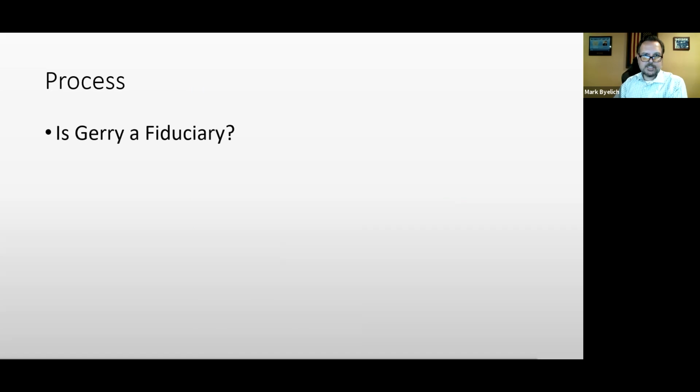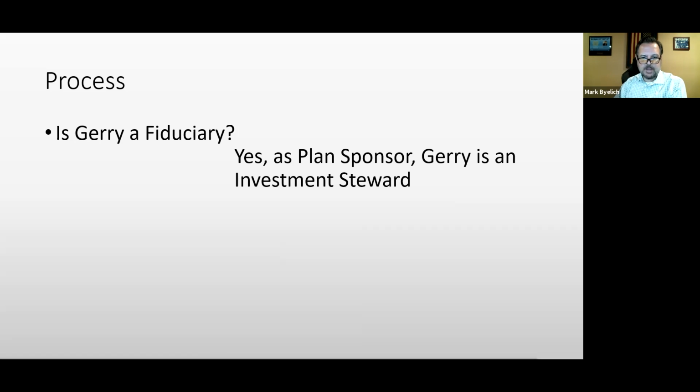So let's ask the first question. Is Jerry a fiduciary? Well, he's in the plan. Does that make him a fiduciary? No, because there's 44 other people in the plan who are potentially not fiduciaries. But yes, as a plan sponsor, the company who's sponsoring the plan, Jerry is an investment steward, just like Barry. Mike's the poor fellow who had dementia and passed away. So just like Barry, Jerry is a fiduciary and he's an investment steward.